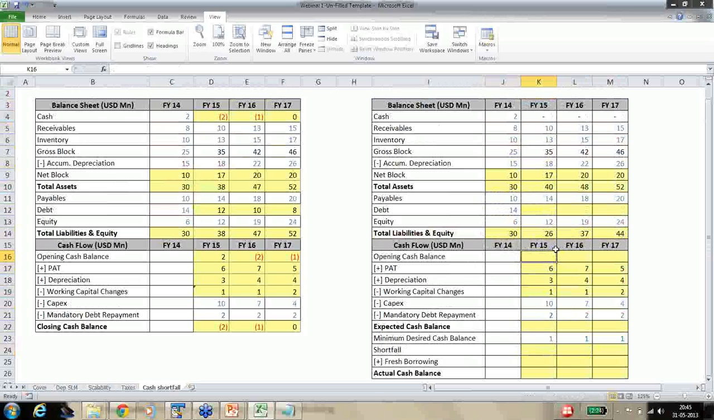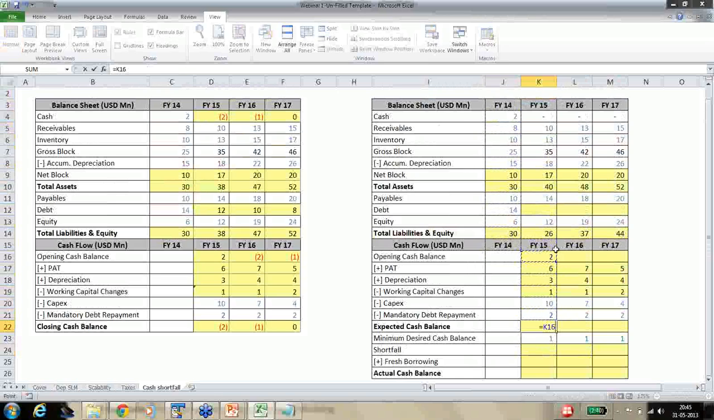Now what's my opening cash balance? My opening cash balance of FY15 should be my closing cash balance of FY14. So FY14 cash was 2. So that was the total cash which I had at the end of FY14. So when I started FY15, I started with the cash of 2. Now with cash of 2, that was my starting for 15, I added 6, my PAT, I did depreciation, I reduced the working capital changes, I did a capex, I made this payment. So what will happen?